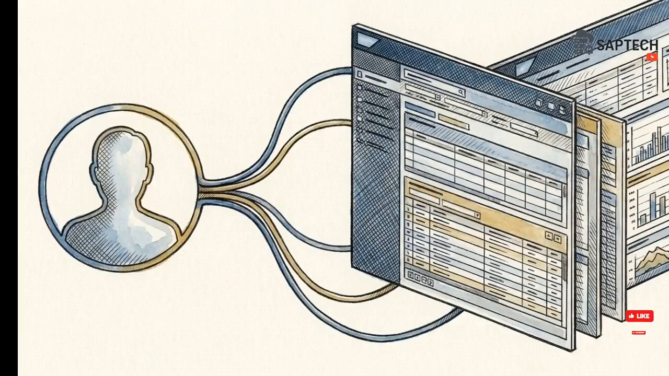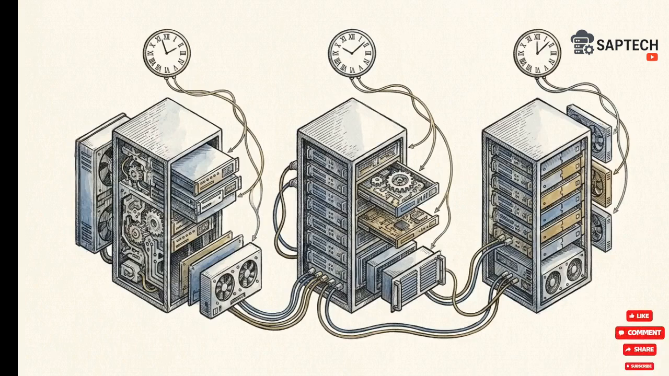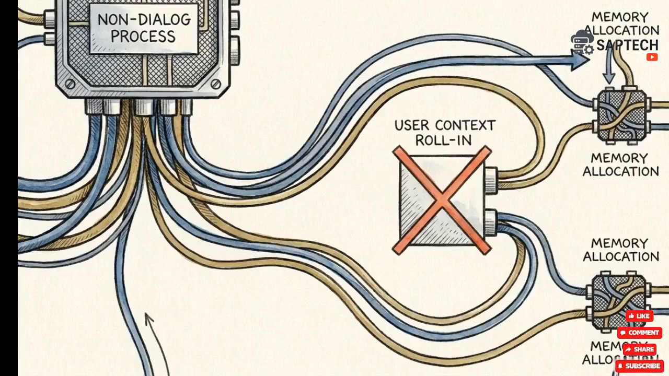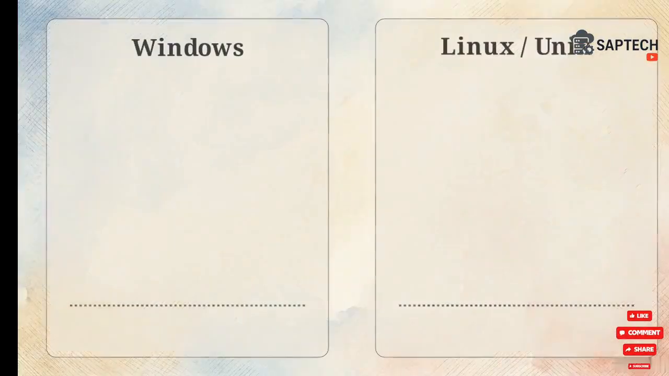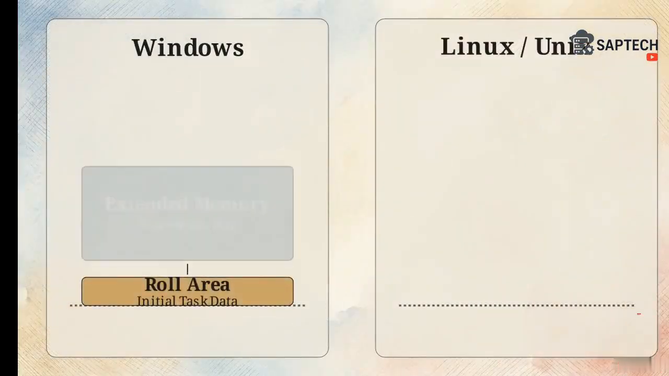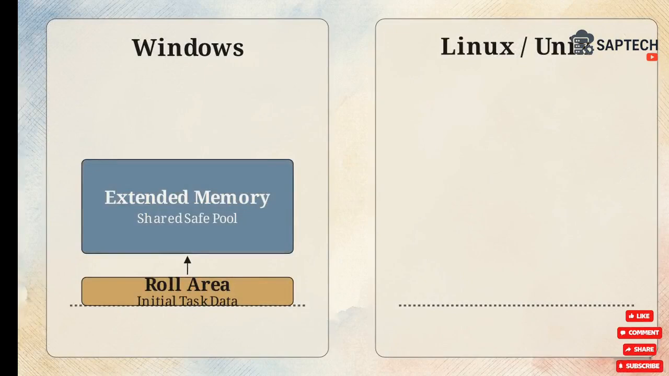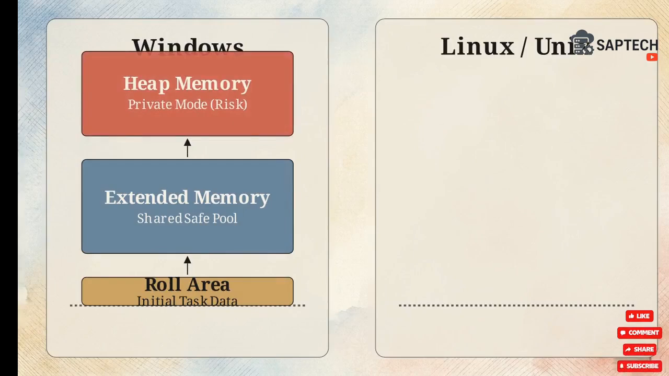That sequence applies to user-facing dialog tasks, but we have to look at non-dialog work processes, like background jobs and spooling. These processes execute a distinct fallback logic because they do not require user context rolling. How they pull memory depends entirely on the operating system. Let's look at the execution path for non-dialog processes running on a Windows architecture. After a small initial roll, a Windows-based background job starts by pulling from extended memory. Only when that extended memory is entirely depleted does it reach up into heap memory.